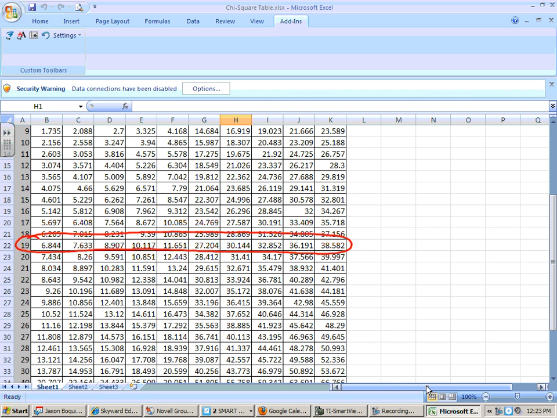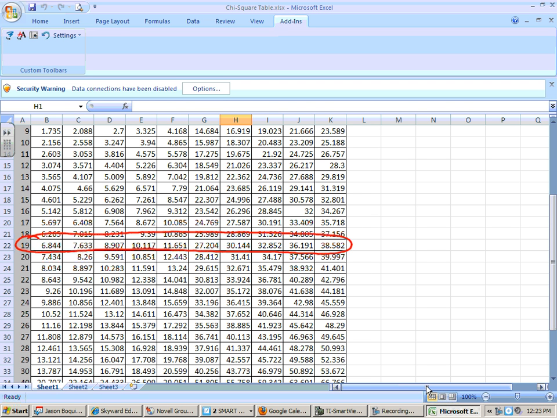So is this 6.84? Is that? No. How about the 7.633? No. How about the 8.907? Not yet. 10.117? Is that one of your lower numbers? So that's chi-squared left. Okay. So it goes what, 4 in? So 1, 2, 3. So it's 30.144 is chi-squared right.